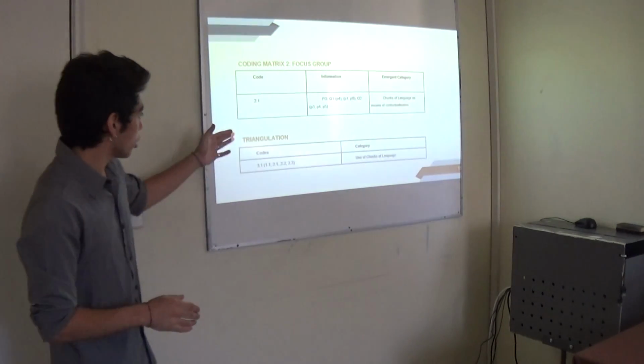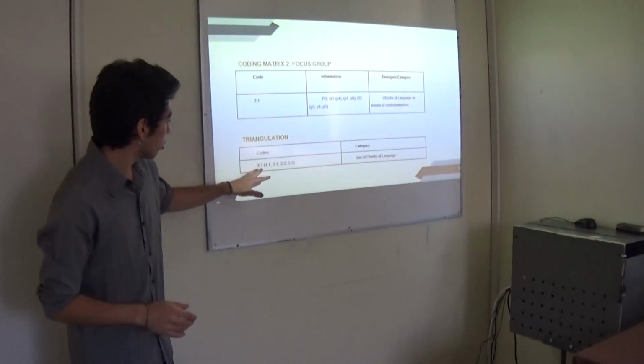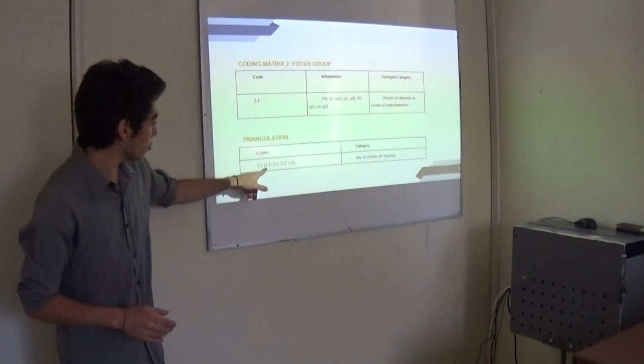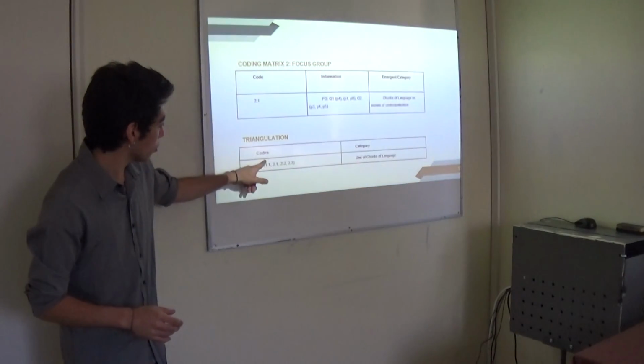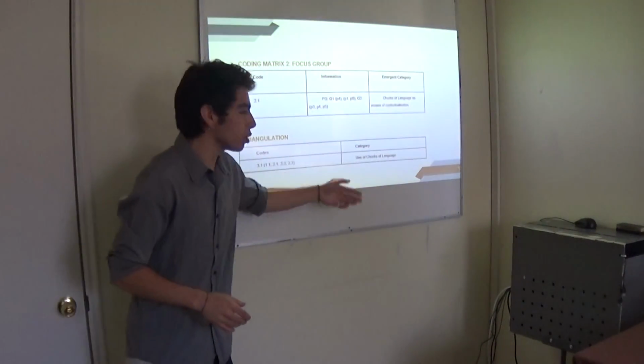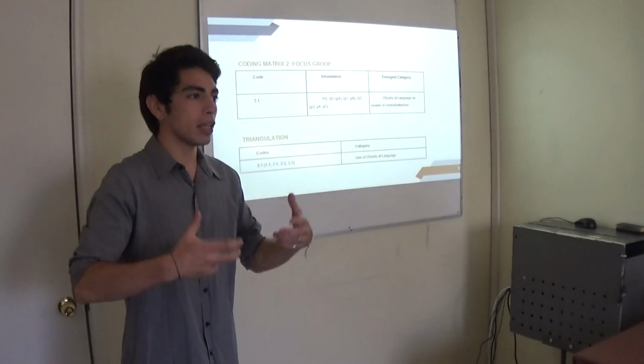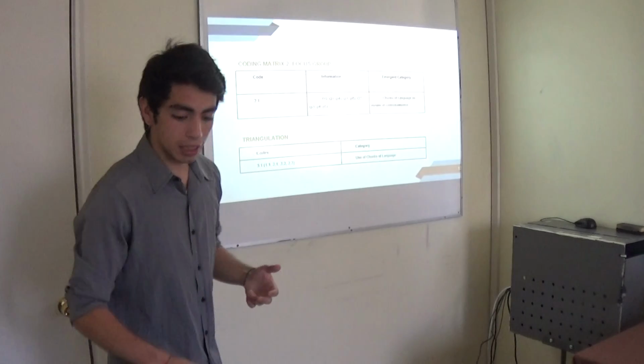And the last one is the triangulation matrix, in which a code is given encompassing information from the field notes and from the focus group, and a new category arose, which is in more general terms providing the findings of my study.